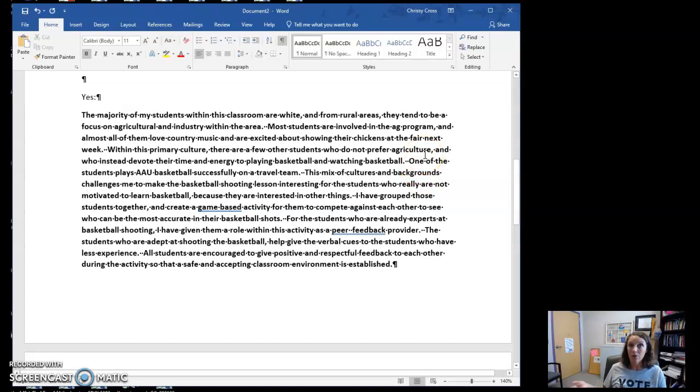This shows that you actually know who your students are. Okay? Show the reader that you know who your students are. All right? They're not just faces coming in. You know what they're interested in and what they're doing.